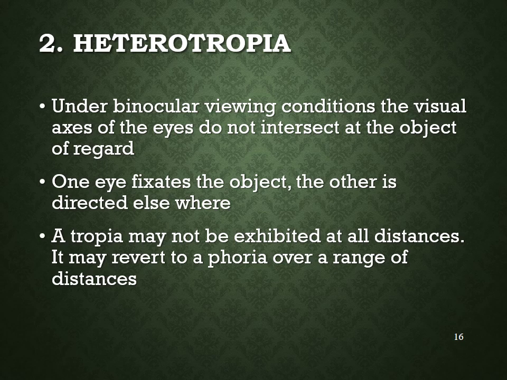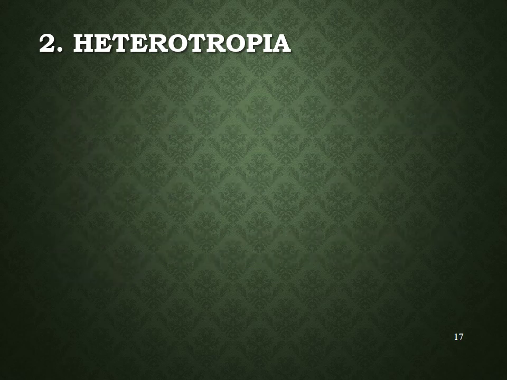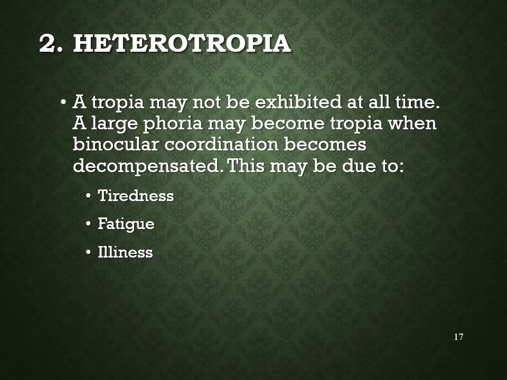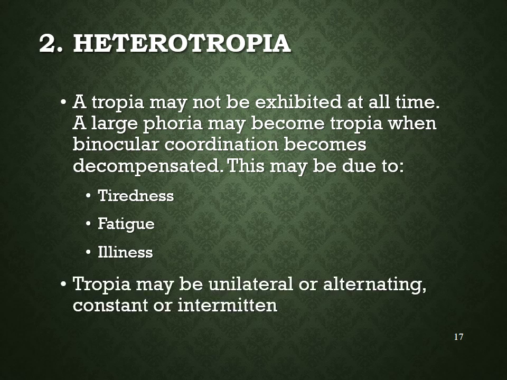A tropia may not be manifest at all distances. It may revert to a phoria over a range of distances. So a tropia may not be manifest all the time. Sometimes, because of a large phoria, it may become a tropia when binocular coordination becomes decompensated. This happens when the patient is tired, fatigued, or ill. And the type of tropia can be unilateral or alternating, and can be constant or intermittent.